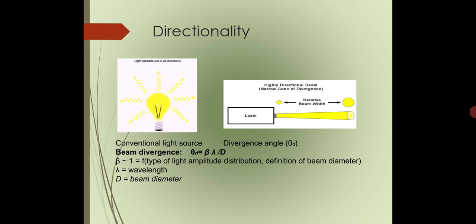And if we compare the directionality, here the beam divergence of the bulb is shown in the left side figure. The beam of the bulb spreads in all directions. That's why if its power is 100 watt, the 100 watt is spread throughout the sphere around the bulb. But if we consider laser light with a 1 millimeter beam width, then its maximum intensity is concentrated in only 1 millimeter. That's why it is hazardous. And the divergence angle is very, very small.